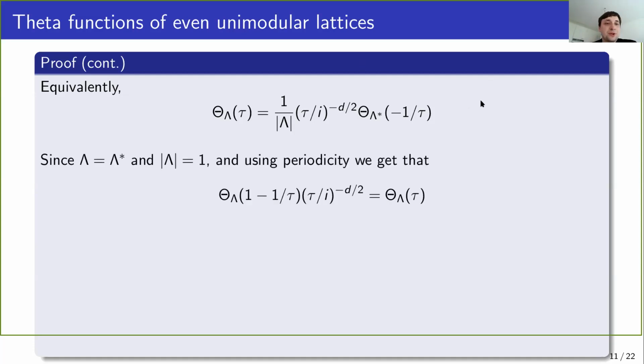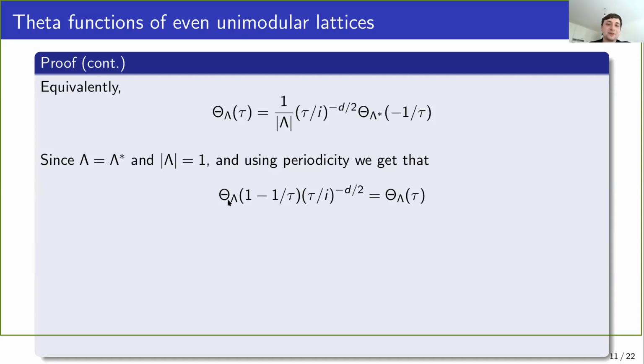Since we're looking at the even unimodular case, this tells us that these two lattices are the same and that this covolume is 1. And also because it's even, we know that this function is periodic. So from this identity, we also get the identity here. So the values of the theta function of the lattice at the points -1 over tau and tau are related.